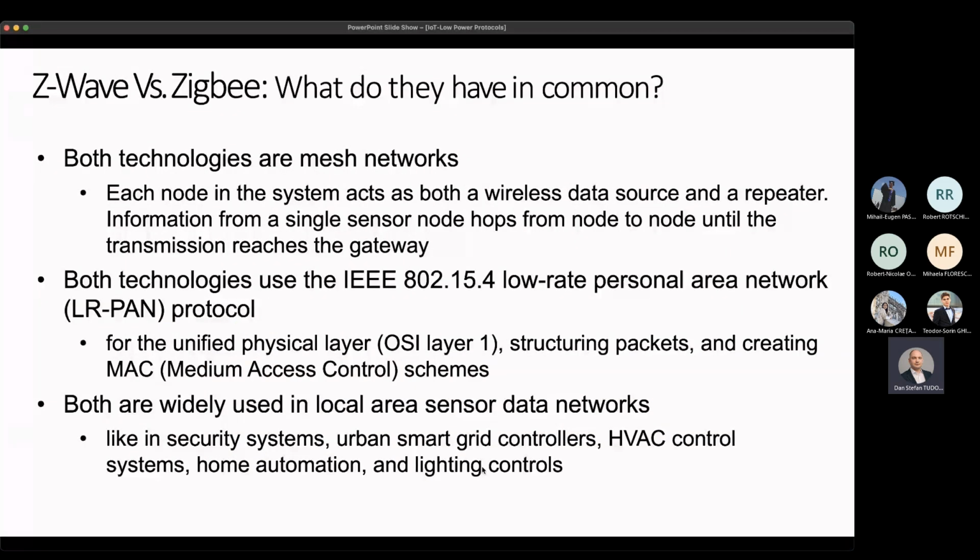It's very similar to ZigBee with a few differences. So both Z-Wave and ZigBee are mesh networks. They can establish mesh networks and have nodes act both as wireless data sources and repeaters. Both technologies use 802.15.4 as the main protocol for low rate data networks, but with different medium access control schemes. And both are widely used in local area networks and data networks. Recently, ZigBee has gained more traction than Z-Wave as a whole.